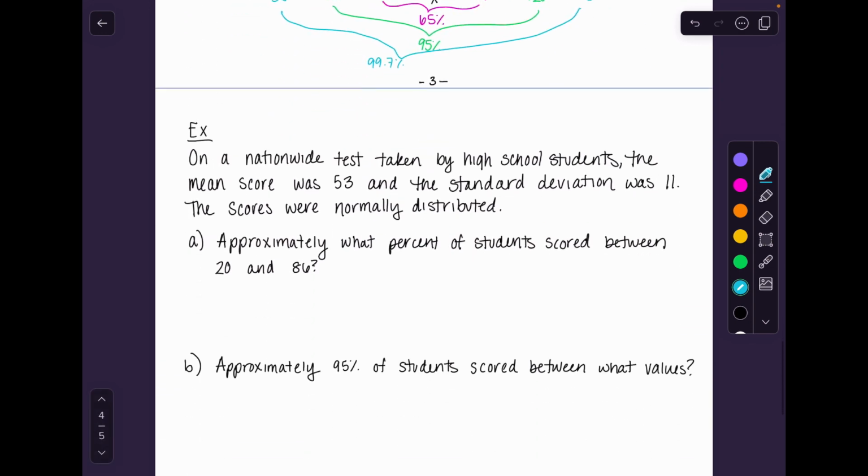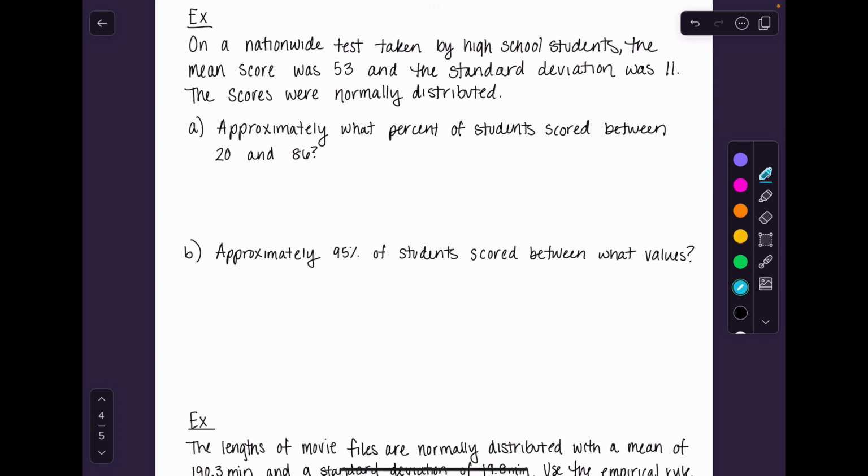Okay. So let's try a couple examples. On the first one, we're told on a nationwide test taken by high school students, the mean score is 53 and the standard deviation was 11. The scores were normally distributed. We want to figure out approximately what percent of students scored between the range of 20 and 86. So essentially what I need to figure out here, because I know these scores are normally distributed and my mean is 53, is how many standard deviations away these 2 values are.